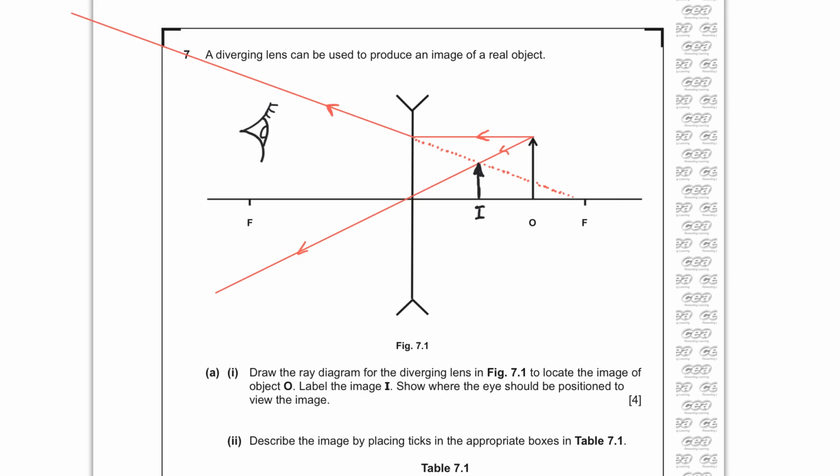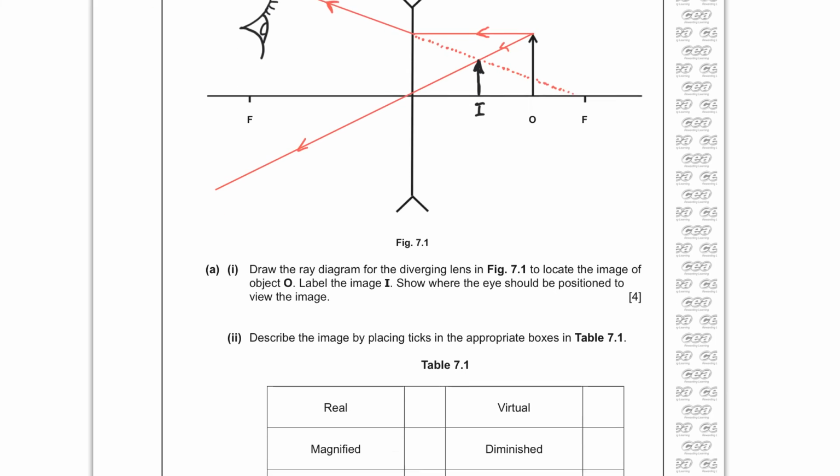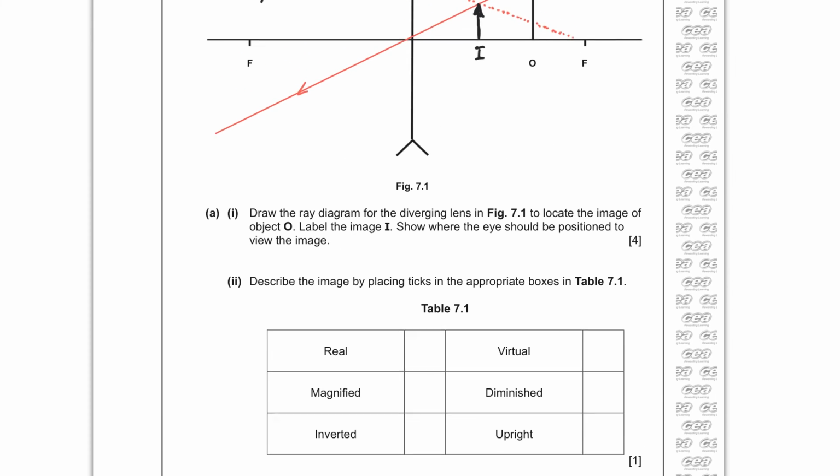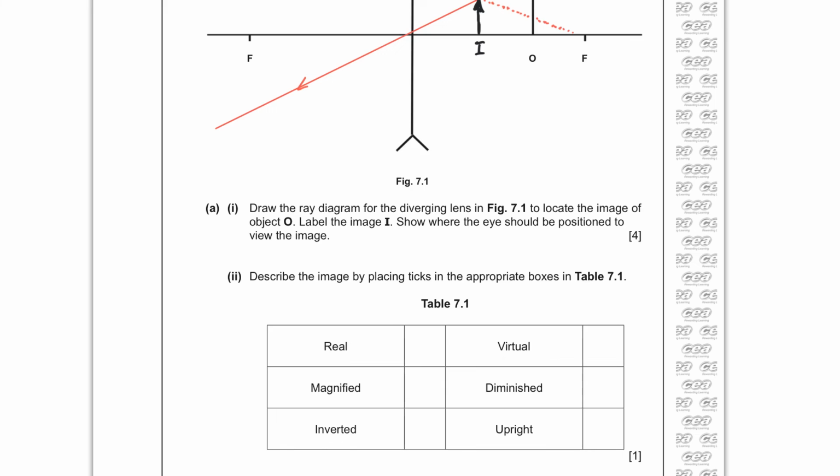We do have to put an eye on because virtual images can only be seen by looking through the system, and we need to look through where the rays are emerging. Okay. So describe the image by placing ticks in the appropriate boxes in table 7.1. Well, it's a virtual image, it's definitely diminished, and it's definitely upright. So that's easy once you've drawn the diagram correctly.